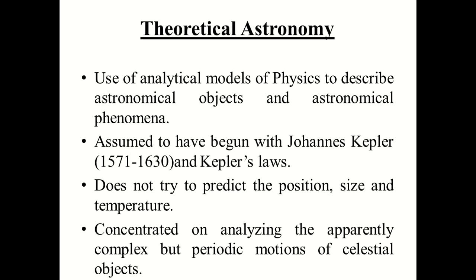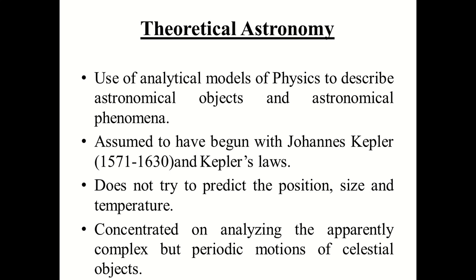This theoretical astronomy uses the analytical models of physics to describe astronomical objects and astronomical phenomena. Theoretical astronomy is usually assumed to have begun with Johannes Kepler, 1571 to 1630, and his laws of planetary motion, or what we call Kepler's laws of planetary motion.